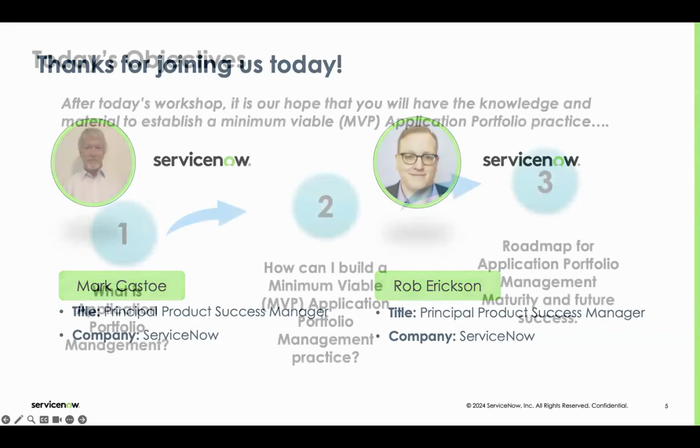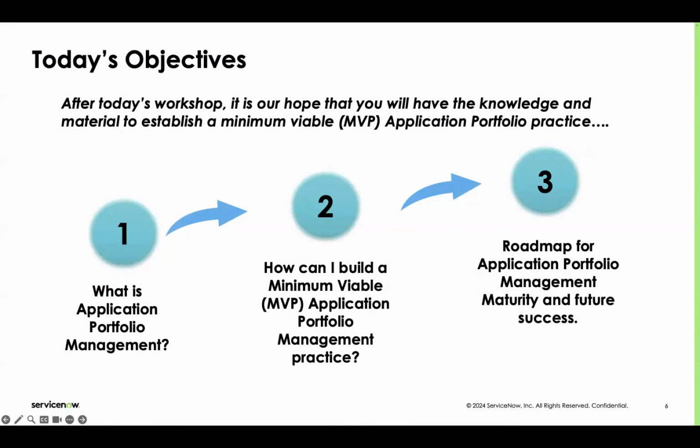We've got some objectives here for today. After today's workshop, it's our hope that you'll have knowledge and material to establish a minimum viable application portfolio practice, or what we'll sometimes refer to as an MVP. This will be three main areas. What is application portfolio management? Next, how can I build an MVP application portfolio management practice? And finally, we'll go through a roadmap of application portfolio management maturity and future success.